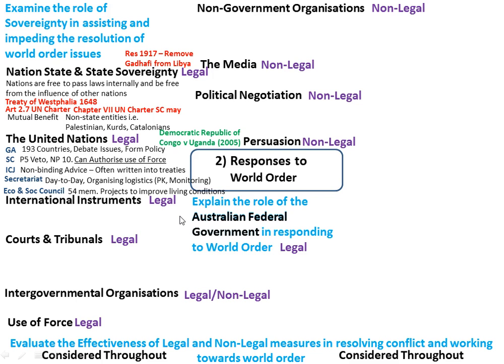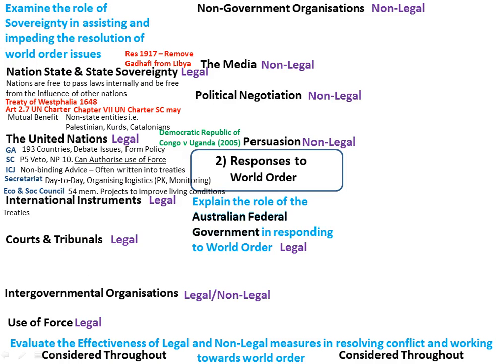Lastly, the Economic and Social Council consists of 54 member countries, and this is designed to produce projects to improve the living conditions of people around the world, funds for farming projects, funds for sanitation, education projects. That's what they do. They try to improve the world.